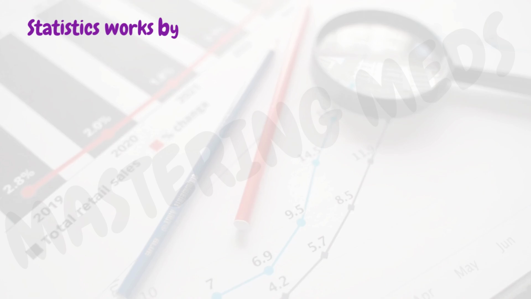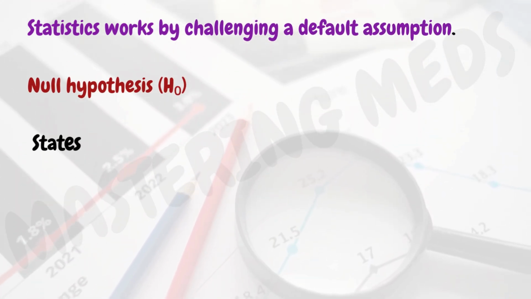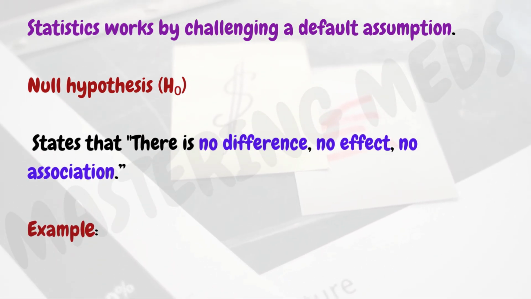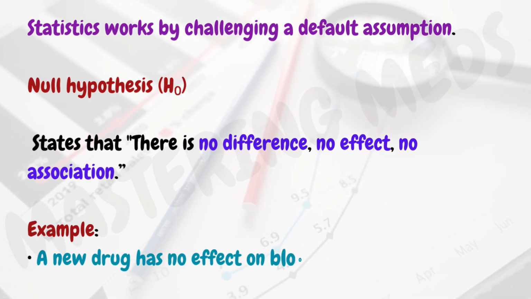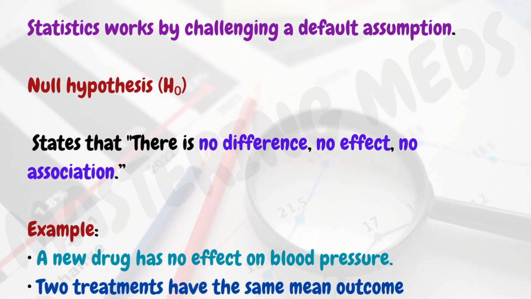Hypothesis testing. Statistics works by challenging a default assumption. Null hypothesis H0 states that there is no difference, no effect, no association. Example: a new drug has no effect on blood pressure. Two treatments have the same mean outcome.